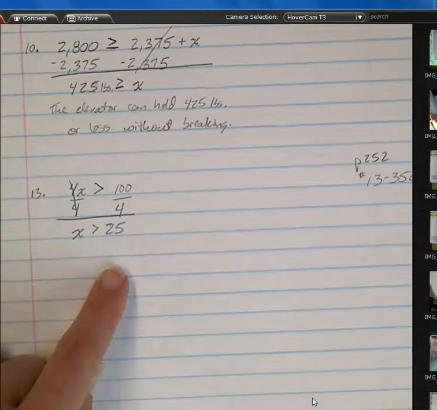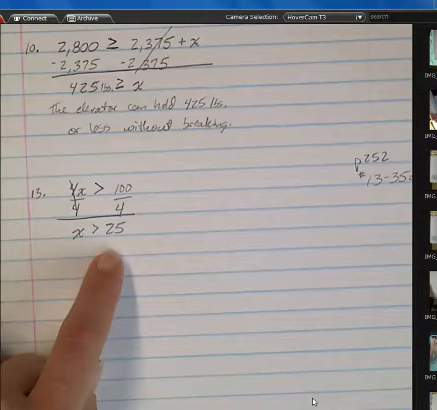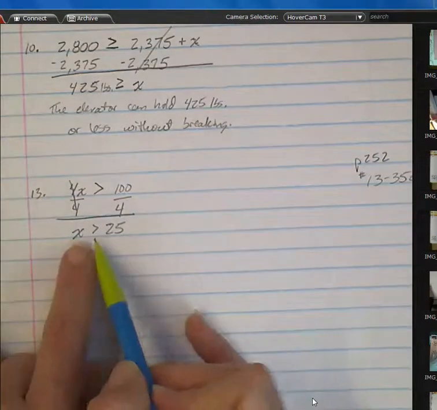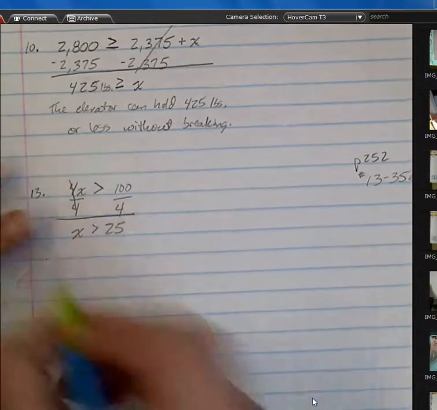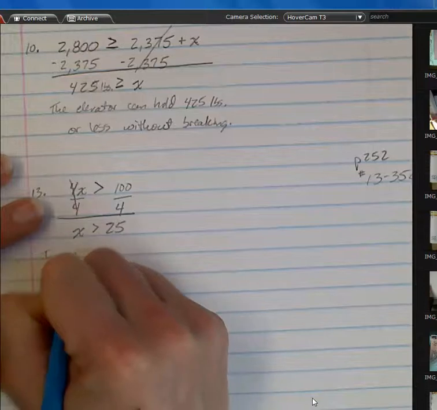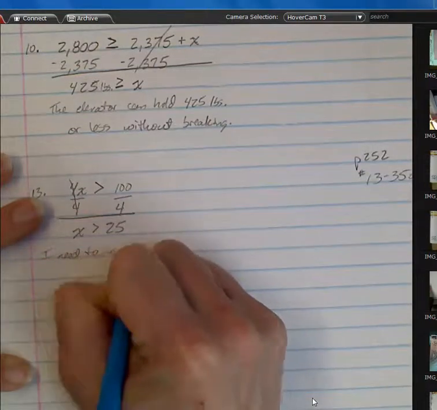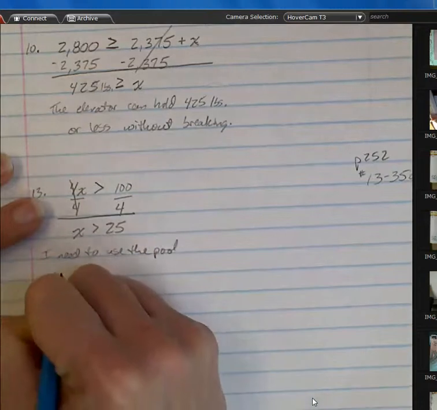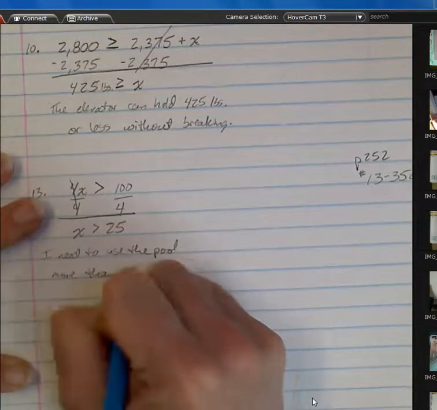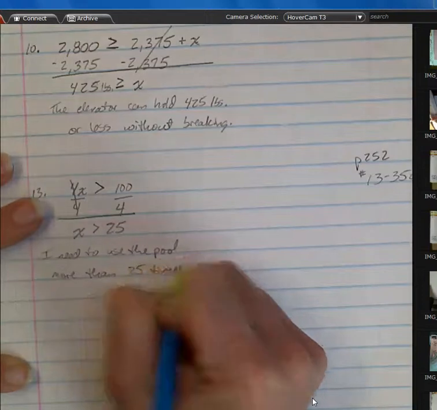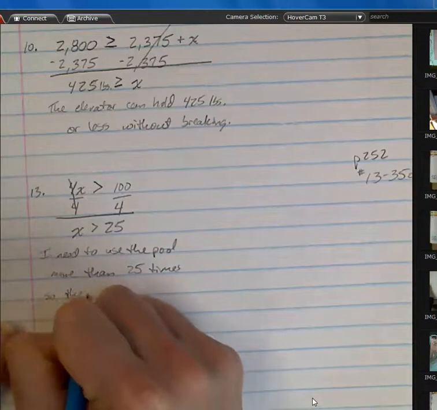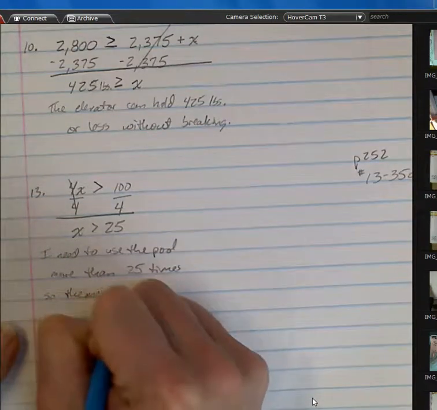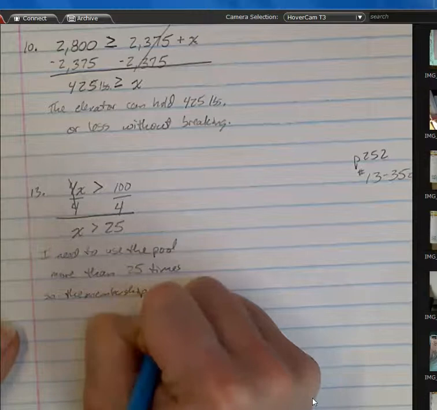So how many times should I use the pool? I have to use it exactly 25. Is there an equal sign? No, I have to use the pool how many? More than 25. So I need to use the pool more than 25 times so the membership is less expensive.